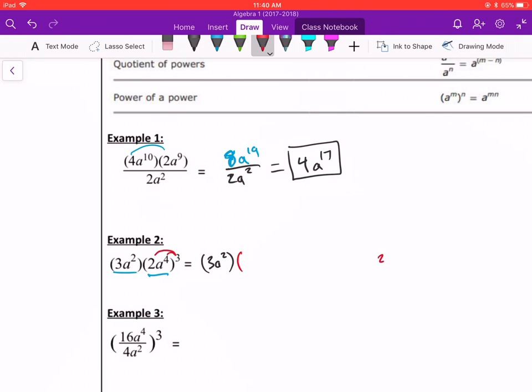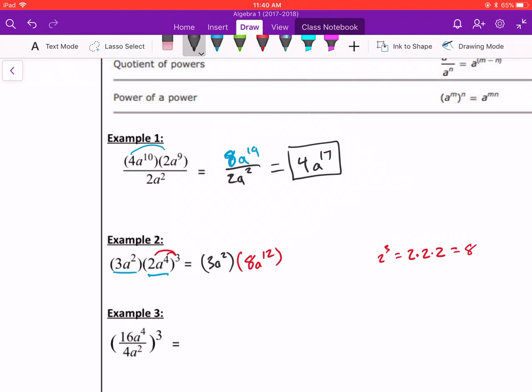To the side, think of 2 to the 3rd as 2 times 2 times 2, 3 times. 2 times 2 is 4, and 4 times 2 is 8. So we've got 8. And then a, where you multiply the 4 times the 3. 4 times 3 is 12, so a to the 12th.